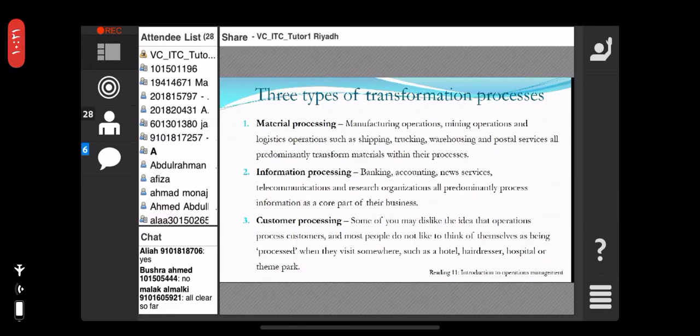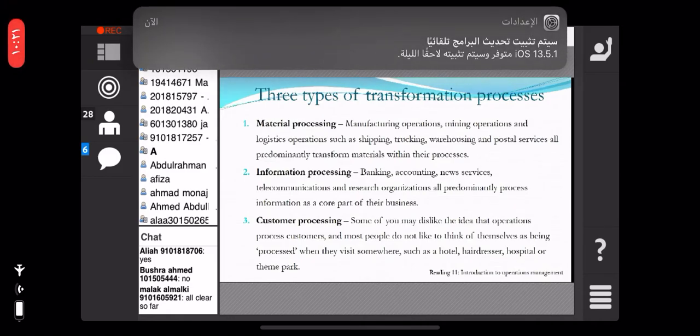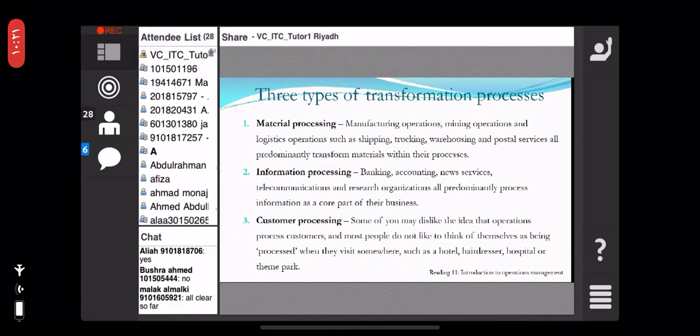Number one, you need material for processing. Number two, you need information processing, how to process the information. You can get information through a bank, for example, like banking, accounting, news services, telecommunication, and research organizations. Information is a core part of their business. Core part means main part. You need information; without information, you cannot survive. Information could be of anything.